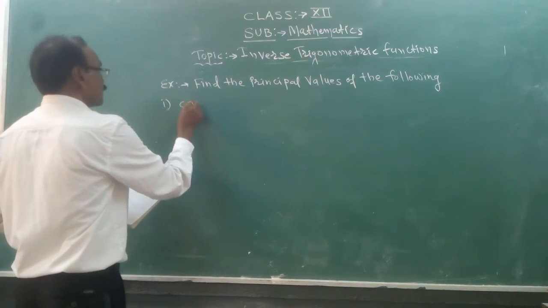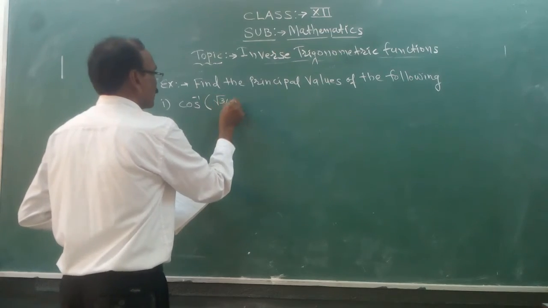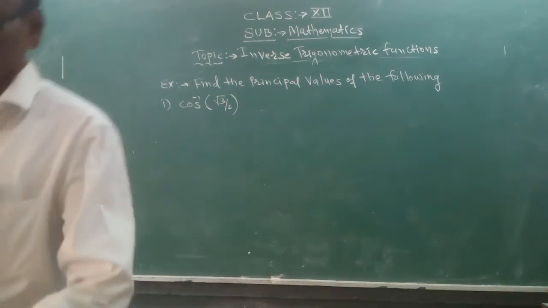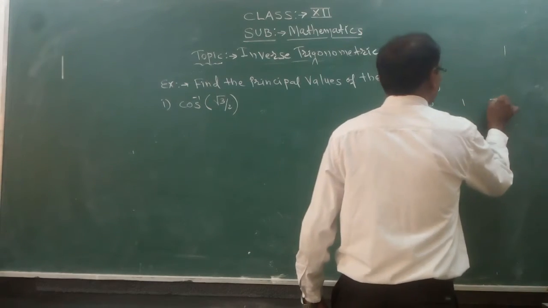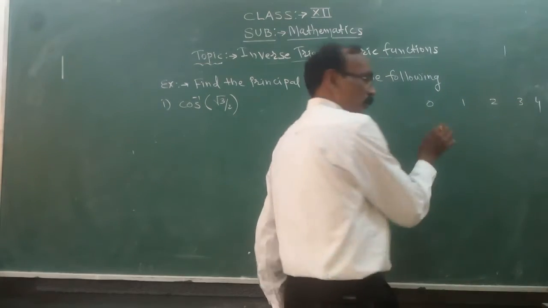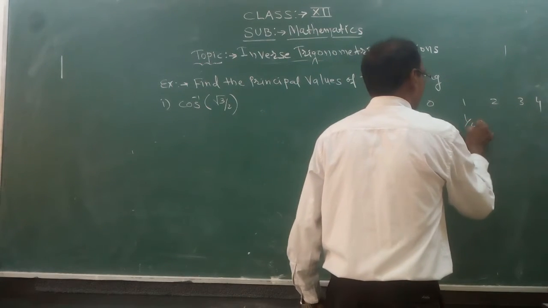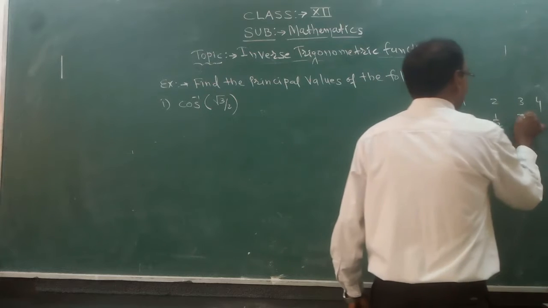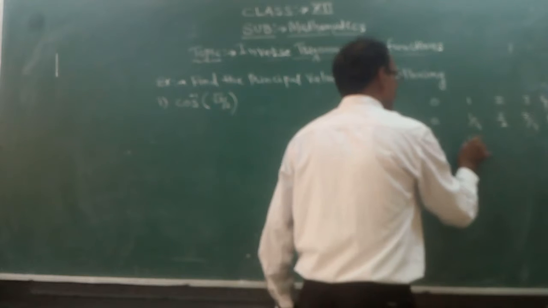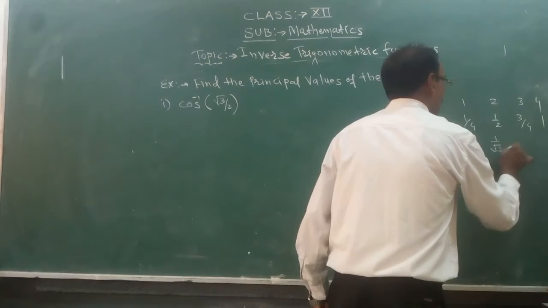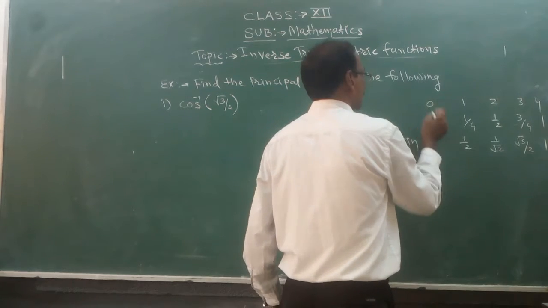For cos inverse root 3 by 2. Yesterday I also told you how to remember this value. Take 0, 1, 2, 3, 4 and divide these by 4. So 0 by 4 is 0, 1 by 4, 2 by 4 is 1 by 2, 3 by 4, and 4 by 4 is 1. Now take the square root: 0, 1 by 2, 1 upon root 2, root 3 by 2, and 1. This gives the sine values.